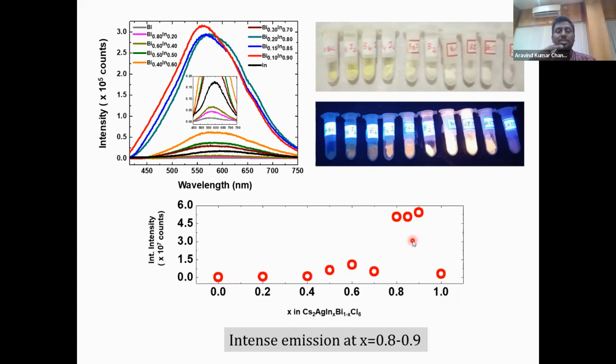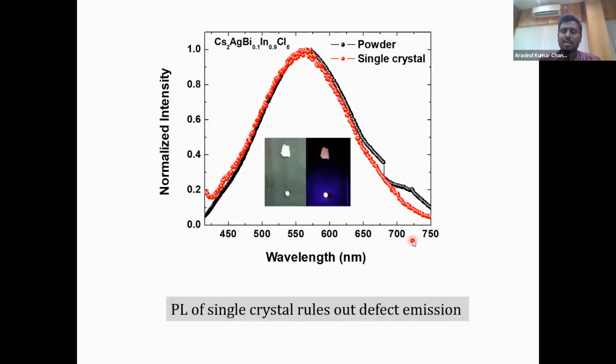Now there are 2 things that we need to understand here. One is why there is a broad emission, and why only at a certain proportion of indium and bismuth there is a sudden increase in the emission. These 2 things, I'll come to in a bit. But when there is a broad emission, one of the big reasons could be that there are a lot of defects. So what we have done was to see if the broad emission comes from the defects.